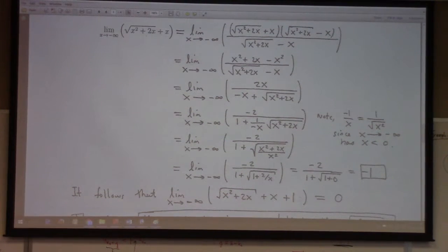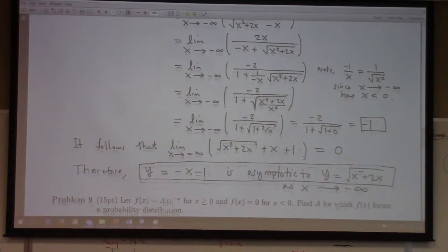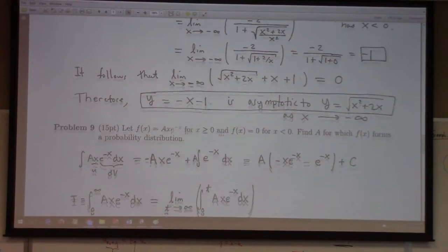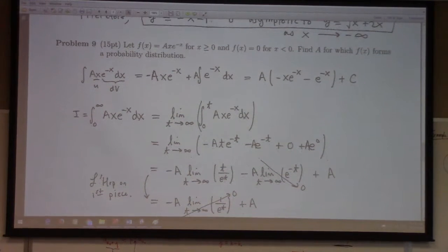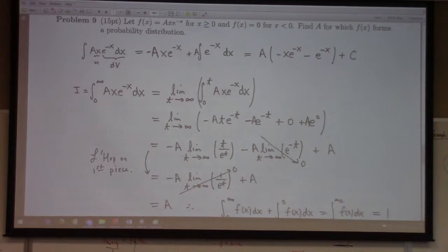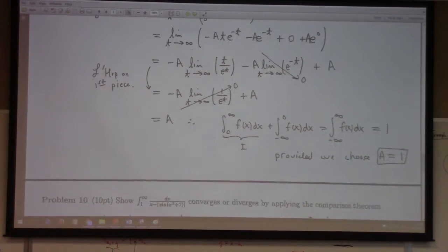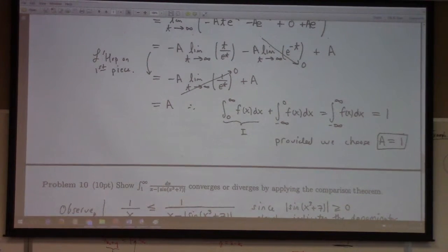This one, a lot of people left blank. That was a homework problem. And I talked about this asymptotic thing in class. You may have noticed I was a little bit excited about it. I should be worried when I get excited about something. And then this is just, A equals 1.